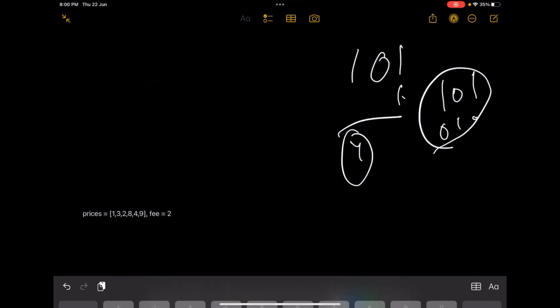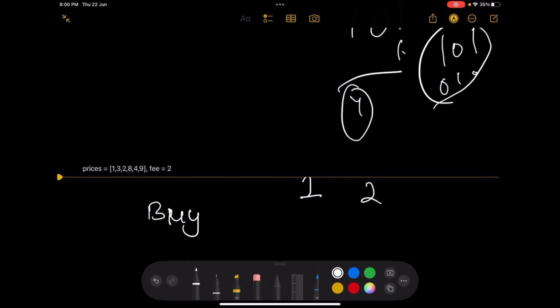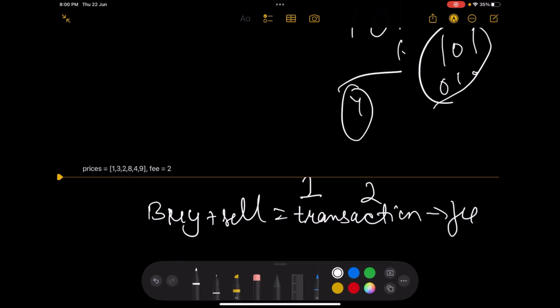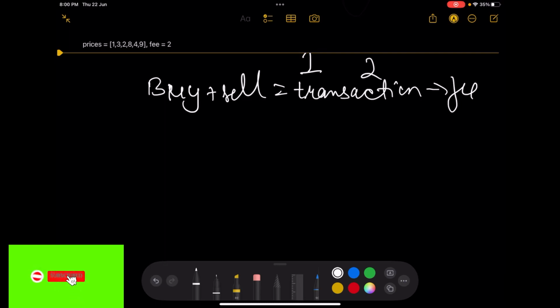What they are saying is, for example, if I buy the stock at price 1 and I sell it at price 2, one buy plus a sell equals a transaction. When a transaction happens, we will deduct the transaction fee out of my profit. So this is the question. How can we do this? How can we get a maximum profit?